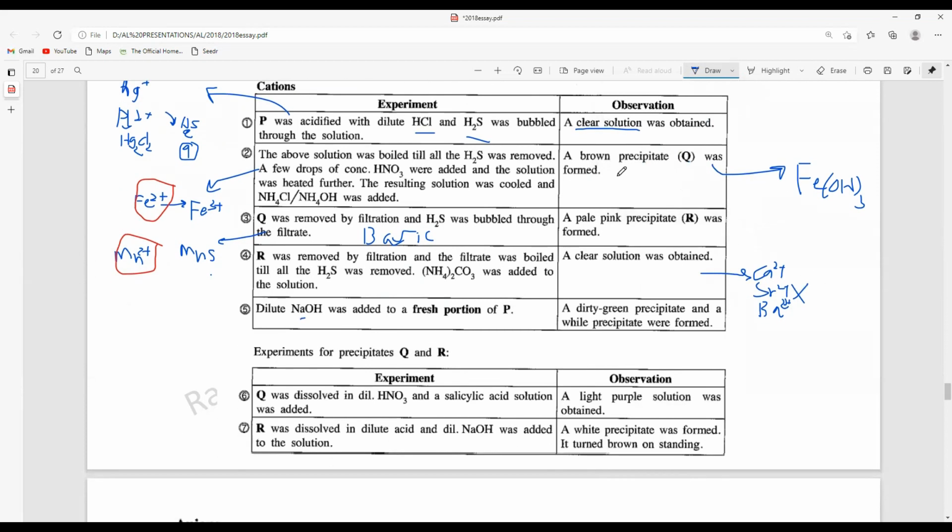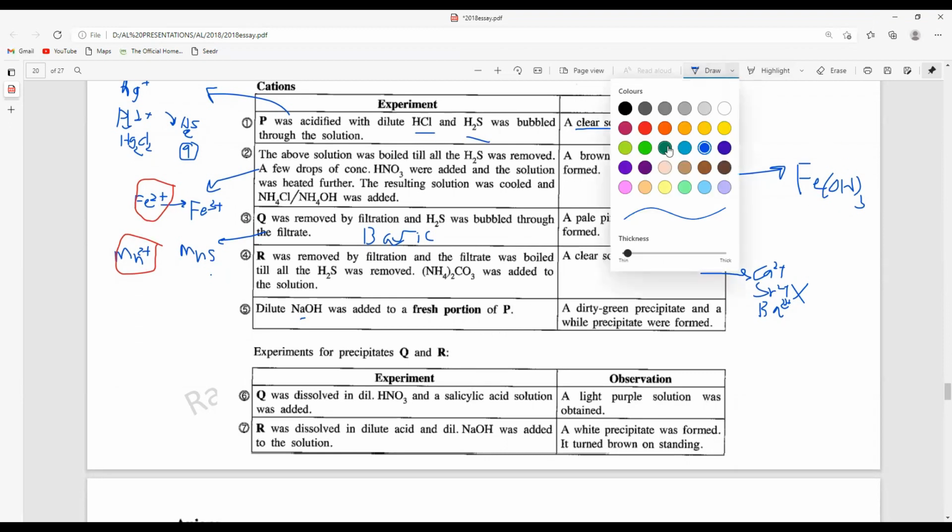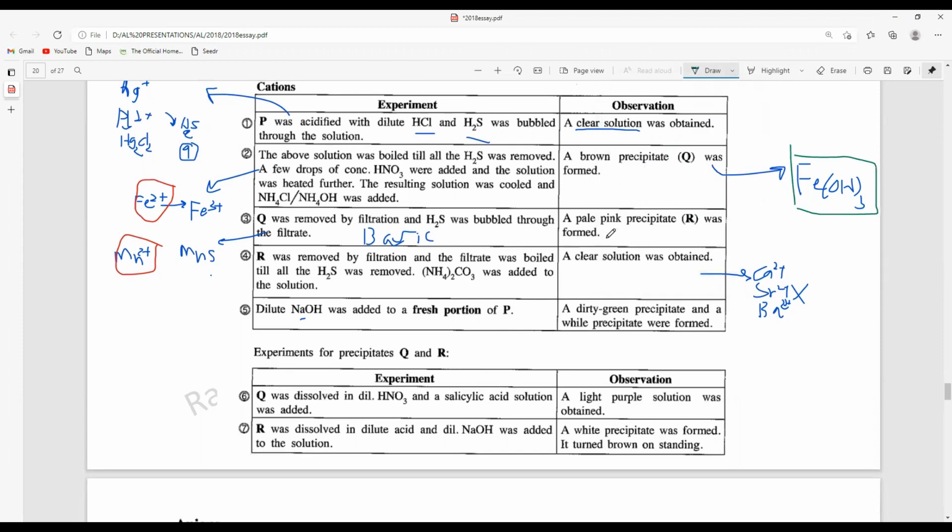And then they have done some tests for the precipitates. So basically here it is ferric hydroxide, the precipitate, and here is MnS, right? So Q was dissolved in dilute HNO3, and salicylic acid solution was added. So what is actually happening here? Q is ferric hydroxide, which contains Fe3 plus. One of the identification reactions of Fe3 plus is the addition of salicylic acid, which gives you a purple color. So this confirms whether this is Fe2 plus or Fe3 plus. So this is Fe3 plus.